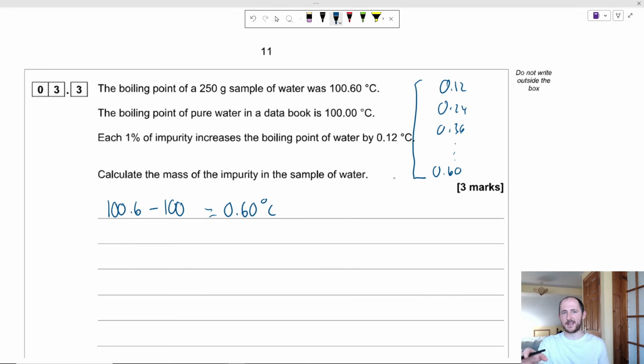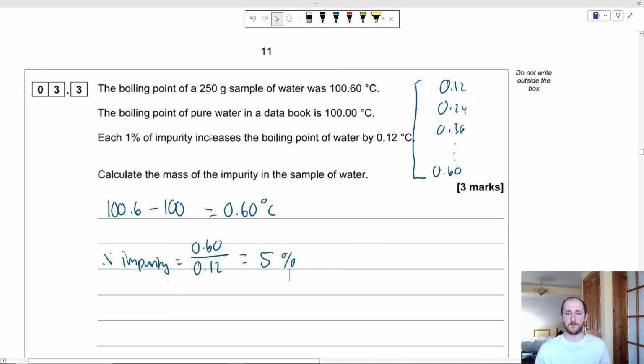But, and hopefully as I explained that you may have thought of something, this is the same as just dividing 0.6 by 0.12. That will give me the percentage, because each 1% increases it by 0.12 degrees Celsius. The other way to work that out is to just divide the two numbers. So the percentage impurity is just equal to 0.60 degrees Celsius over 0.12. That's basically just 60 divided by 12, which hopefully you may know from your maths is 5%. So the impurity is 5%.